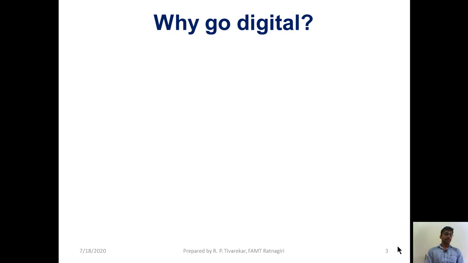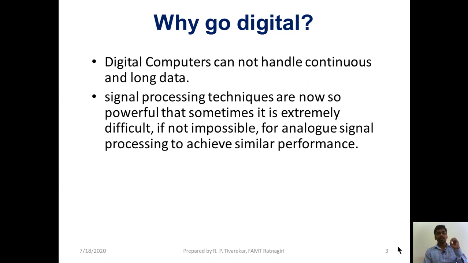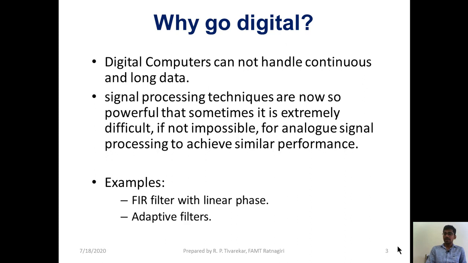We'll see why we go for digital signal processing rather than using analog. Digital computers cannot handle continuous and long data. As we all know, signal processing techniques in the digital domain have very powerful tools and the ability to generate results which otherwise won't be possible if we use analog signal processing. Even with extremely difficult, complex analog signal processing, it's not possible to get similar results. So the obvious choice is digital signal processing. Some examples are FIR filters with linear phase, and adaptive filters.